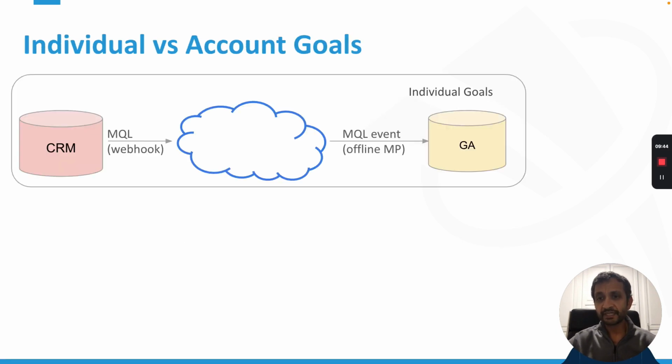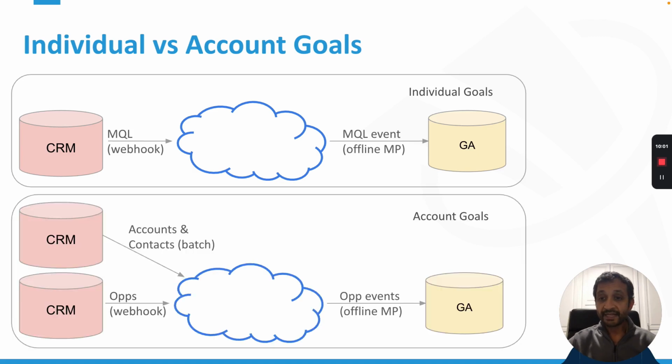So to understand this visually, if we're sending an individual level goal, like an MQL, we can webhook that directly from the CRM into Google Analytics, just get our GA tracking ID and client ID, and send that on a one-to-one basis to Google Analytics. But if we're sending an account level goal, that's where there's another step involved where we're pulling the account to contact or individual mapping, then translating account identifiers into contact IDs and then into Google Analytics tracking IDs so that we can send those offline hits to Google Analytics.